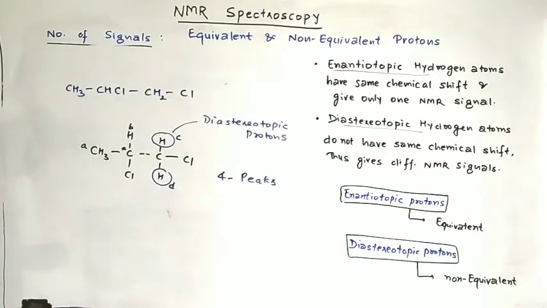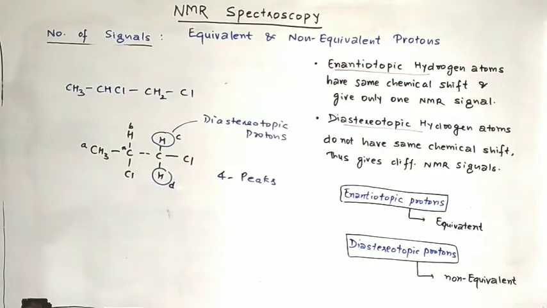This is the actual concept of diastereotopic protons and enantiotopic protons. In case there is any chiral carbon in the molecule, like in this case there is a chiral carbon in a compound, and on the adjacent carbon, if there are two hydrogens, these two hydrogens are diastereotopic.